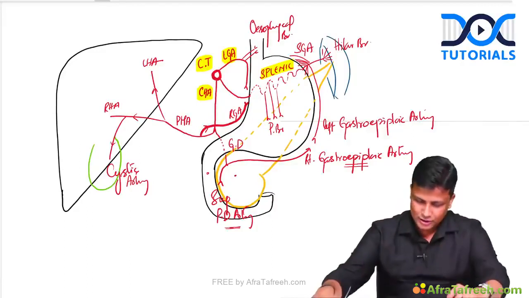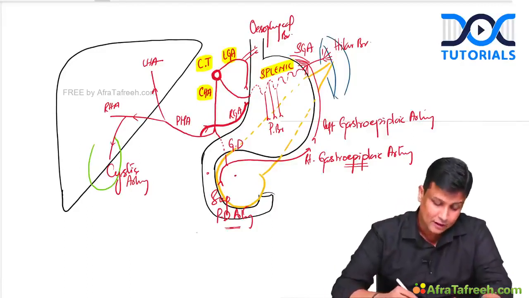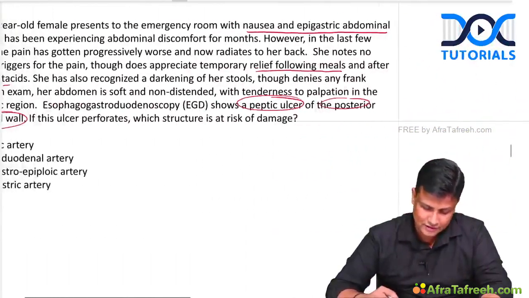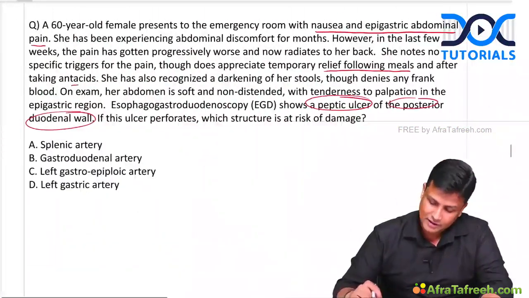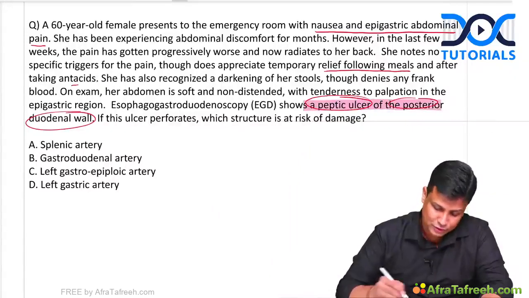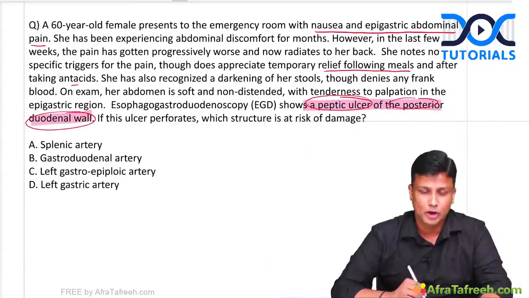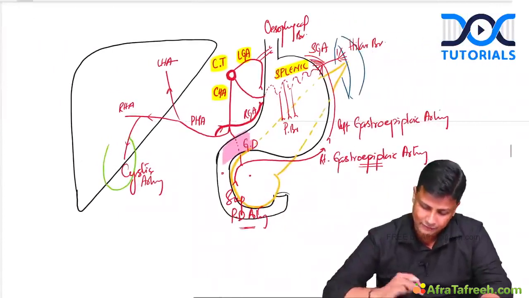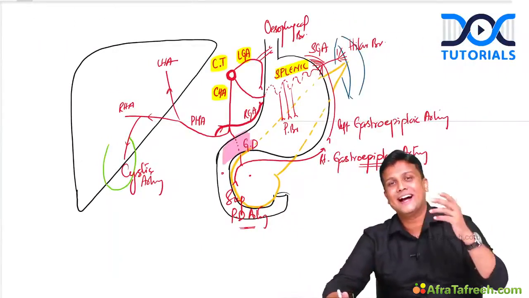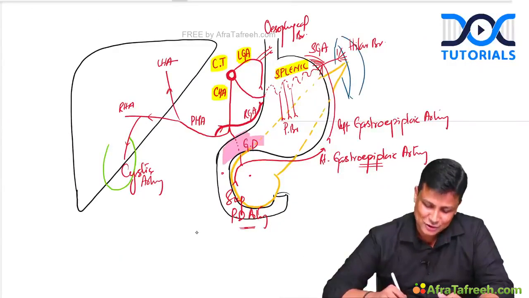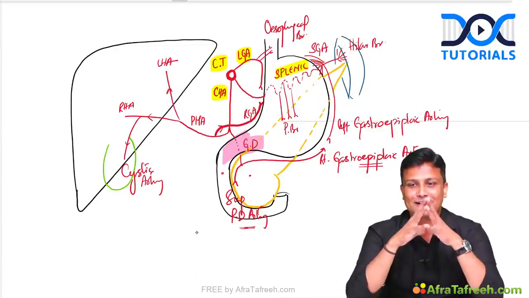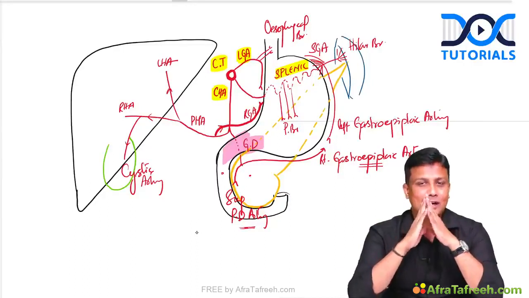Now coming back to our question here, there is an ulcer, and there is a perforation of that ulcer, and where is that ulcer? It is actually here. So we have started this discussion from here. There is a peptic ulcer of the posterior duodenal wall, and that ulcer perforates. So which structure will be damaged and bleeding will occur from which artery, guys? The artery which is going to pass behind the first part of the duodenum, that is your gastroduodenal artery. Are you understanding? Gastroduodenal artery, guys. Are you getting my point here, guys?